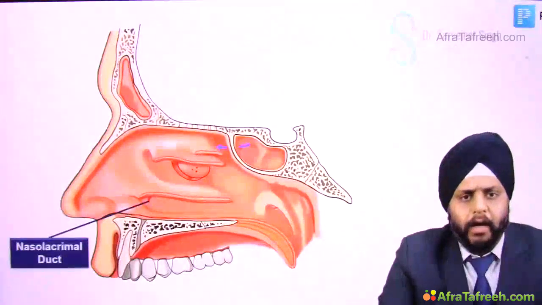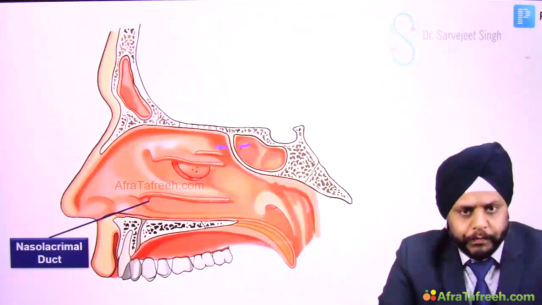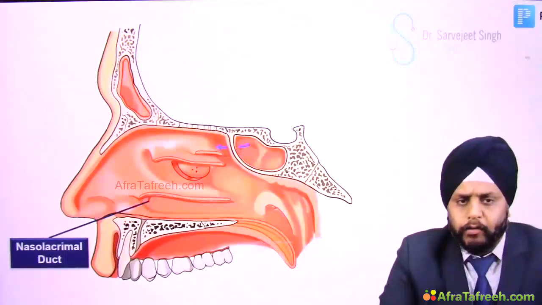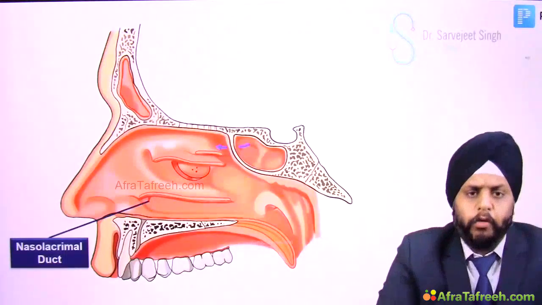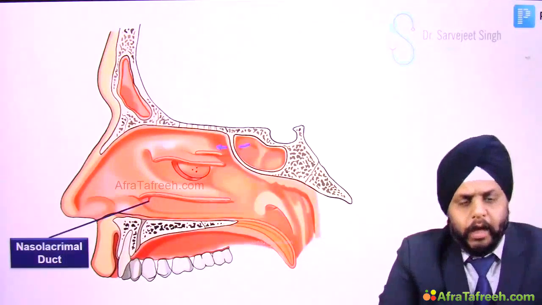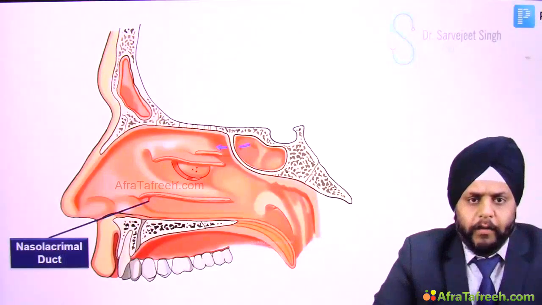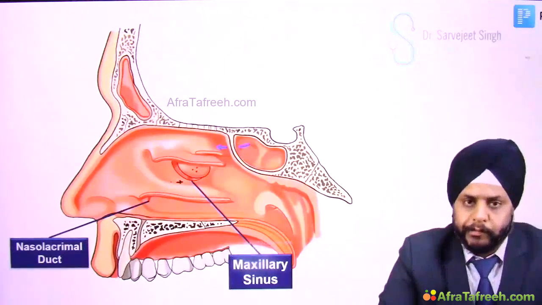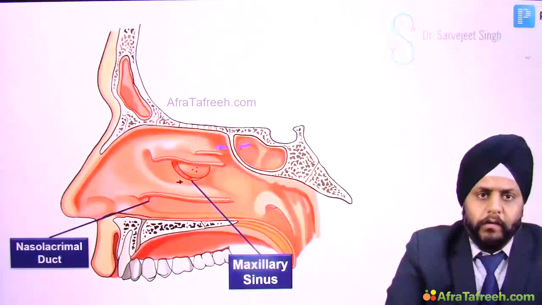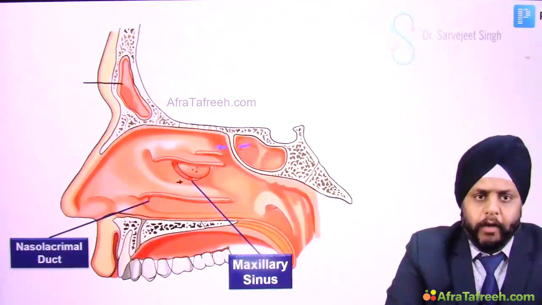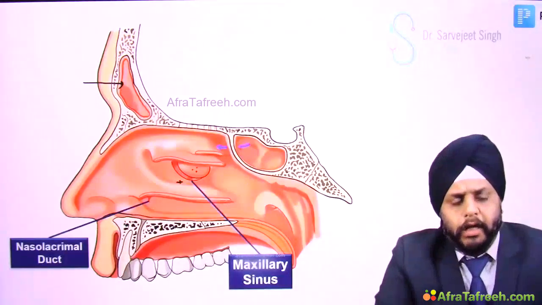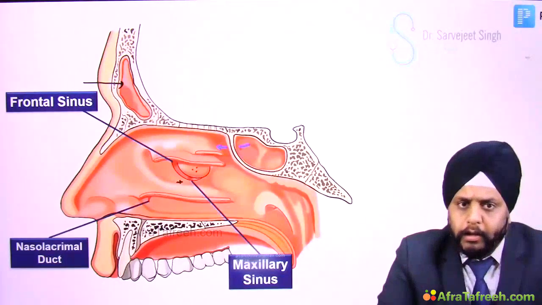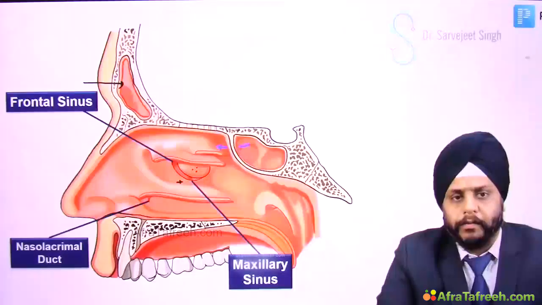Let's look back at the lateral wall of the nose. So we can see the nasolacrimal duct opening that we have discussed. Let's look at the middle meatus. So what do we have in the middle meatus? As you can see, we have number 1 opening over here. That is the opening of maxillary sinus. Number 2, we can see over here that this is the frontal sinus. It is in the frontal bone, and this also drains over here. So we have the opening of frontal sinus also in the middle meatus.